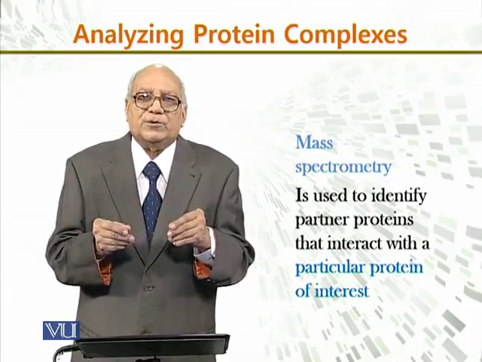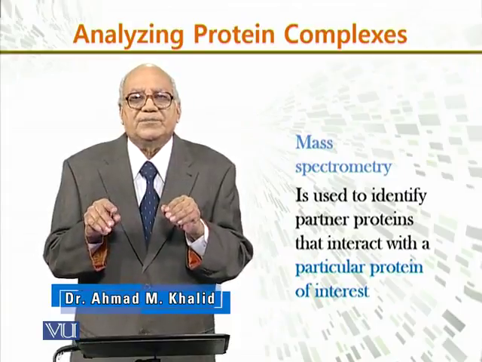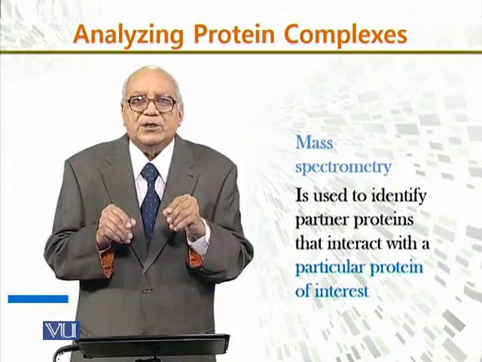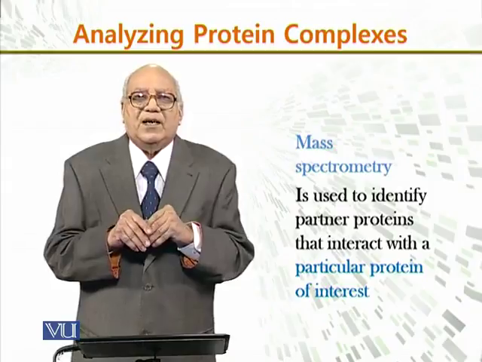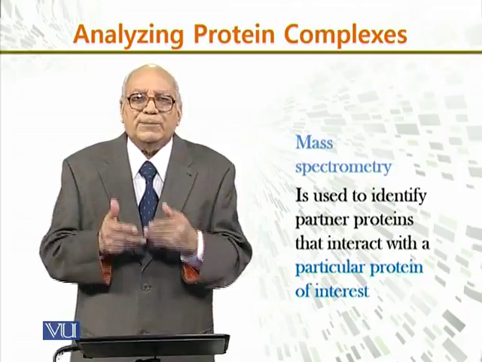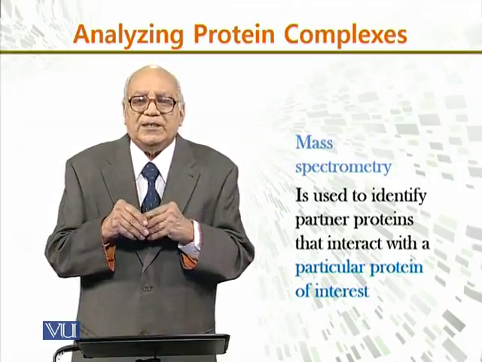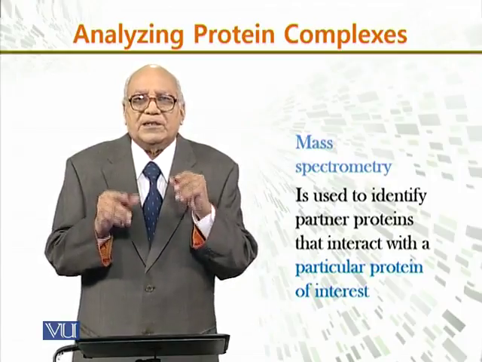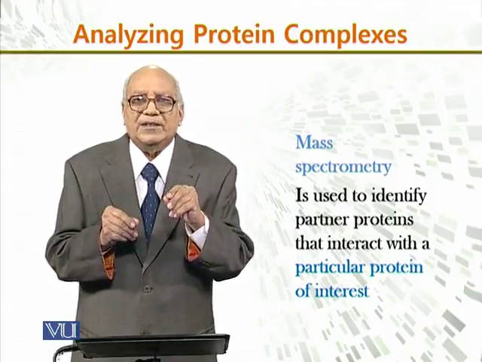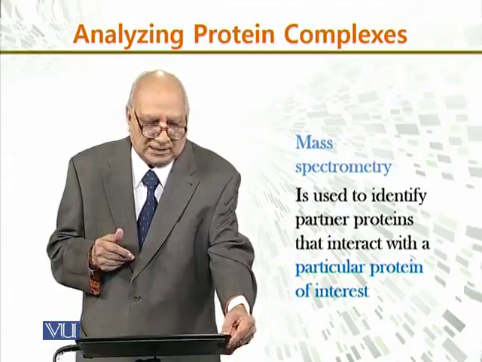And mass spectrometry is used to identify the partner proteins, that is, the proteins which interact with a particular protein of interest. You see, in an organ or in a cell, the different proteins interact with different proteins, and with the help of mass spectrometry, we can identify the partner proteins, or the proteins which join or work with the other particular protein in the cell.